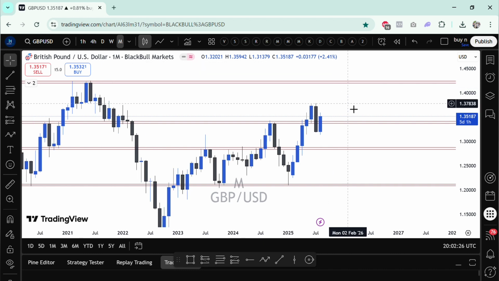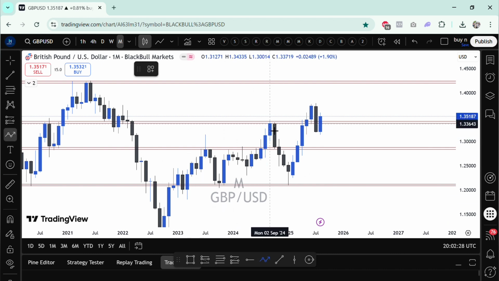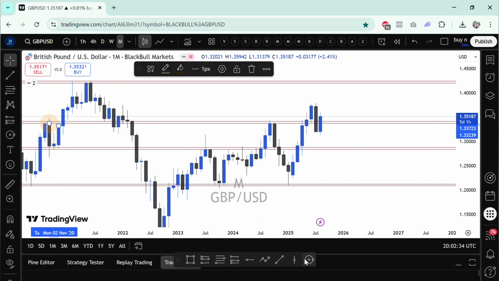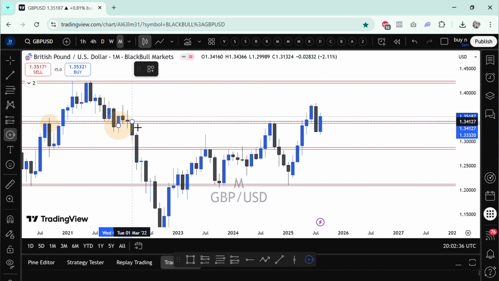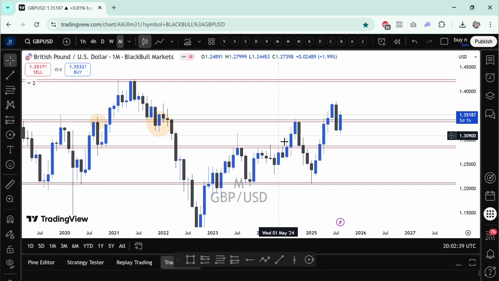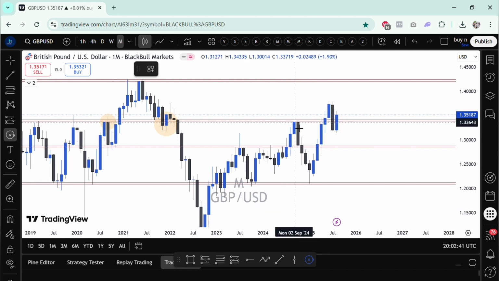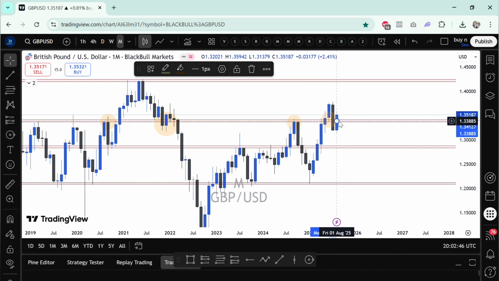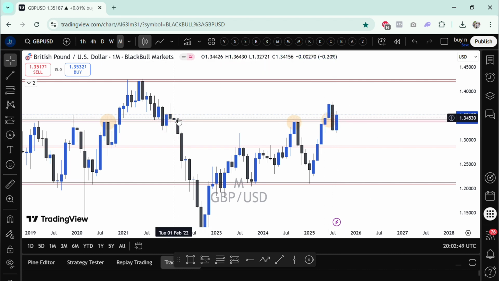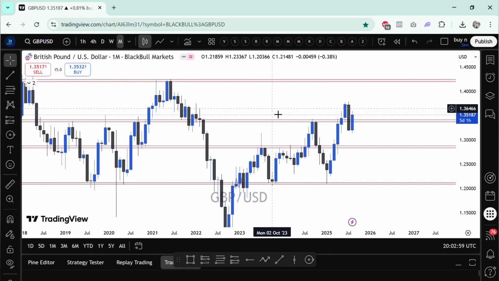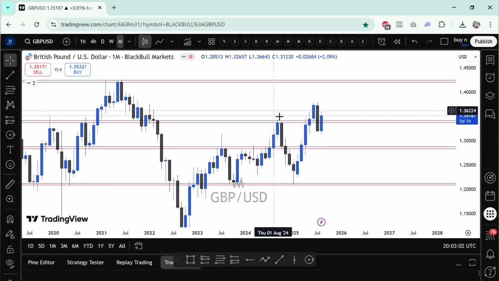So initially this area was resistance. You can clearly see resistance, and it also became resistance here, and then it also became resistance here. But currently price is breaking and closing above this strong level of monthly resistance. We all know that the monthly time frame is a very strong time frame, and price is currently breaking and closing above it. So how are we going to be taking our entries all the way to the upside?